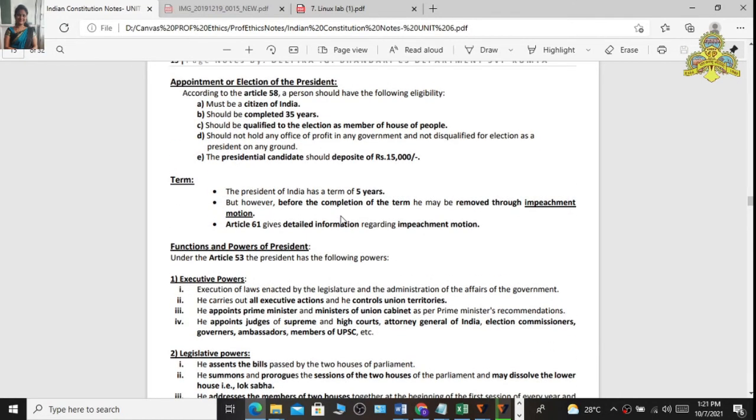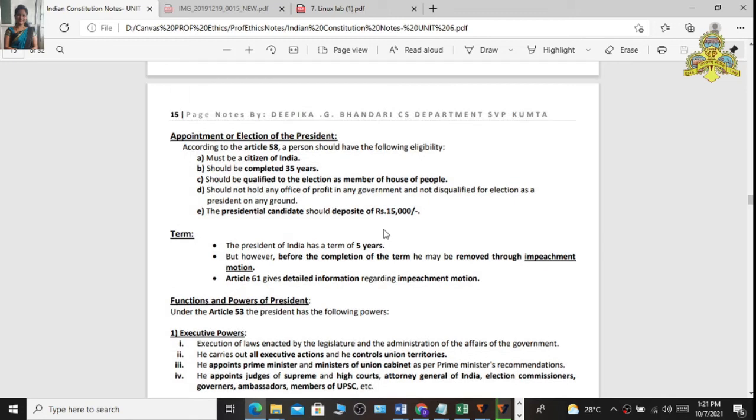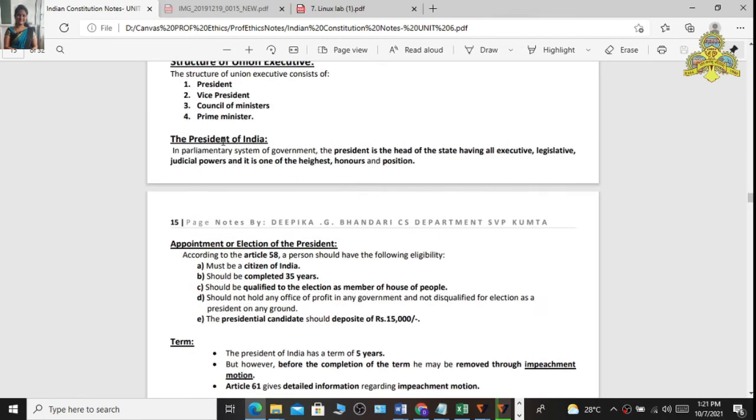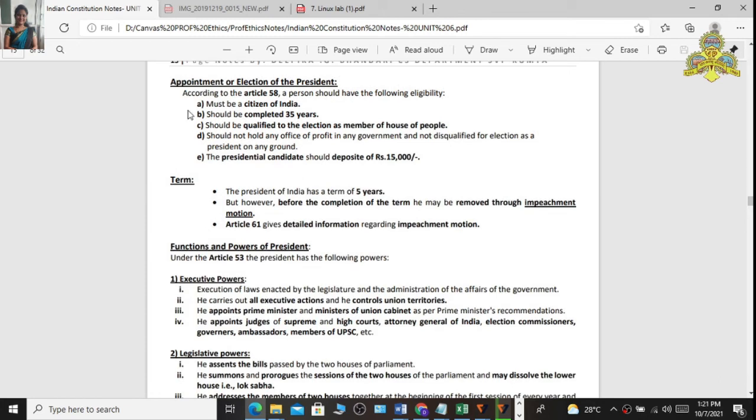Now we'll see functions and powers of the President. President means Rashtrapati. The President of India is the head of the state having all executive, legislative and judicial powers, and it is one of the highest honors or positions in our country. I will say the appointment or election of the president.